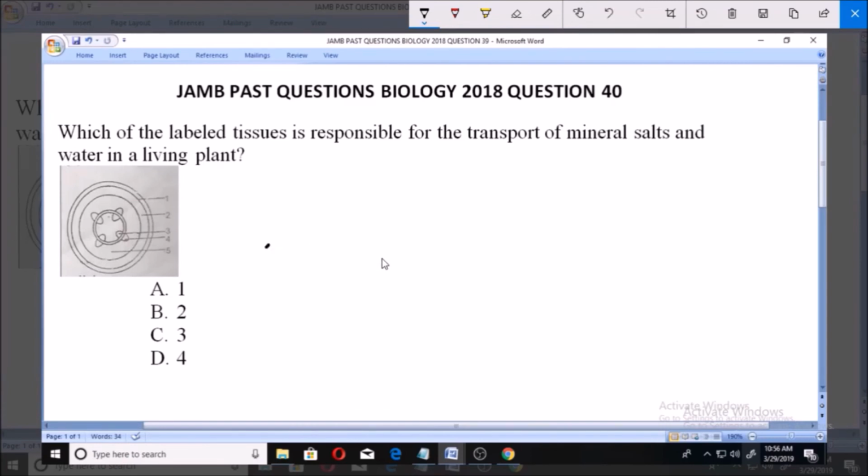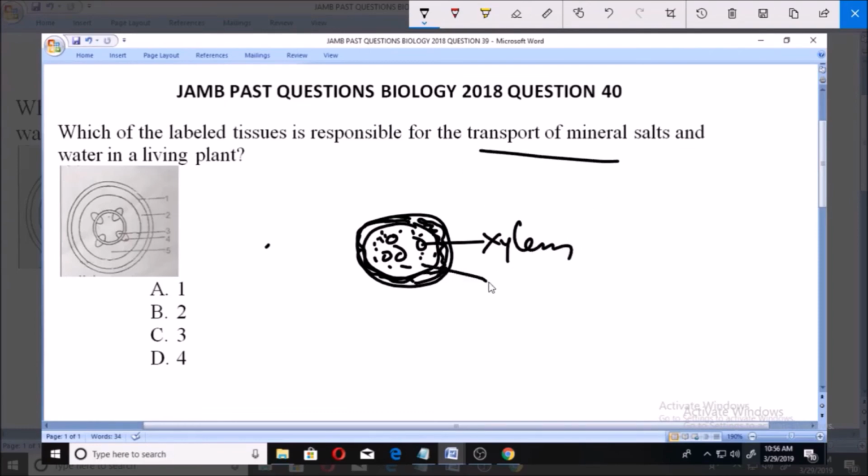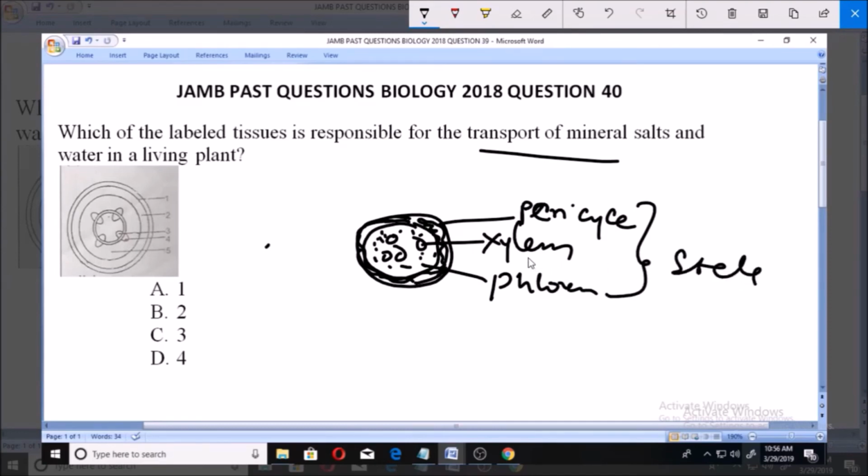So to do that, we have basically the xylem and the phloem. Here in the middle you have the xylem, then surrounded very closely by the phloem cells. Then you have what we call the pericycle. You understand? So that is what you have. The xylem is actually what is responsible for transport of mineral salts and water. We have the phloem, then the pericycle. Now the combination of these three is known as the stele. You understand? So that's actually what you have.